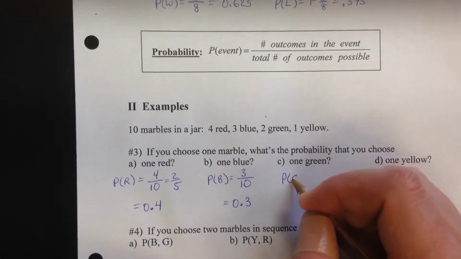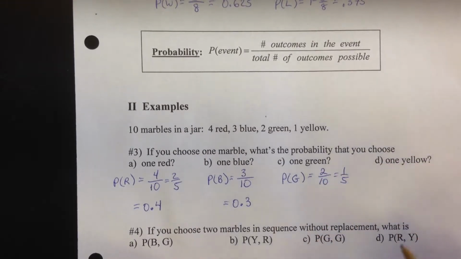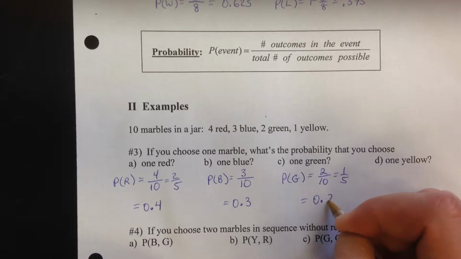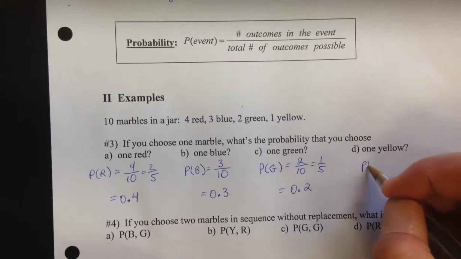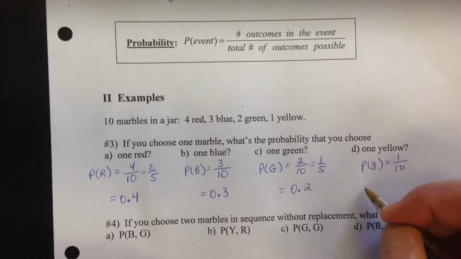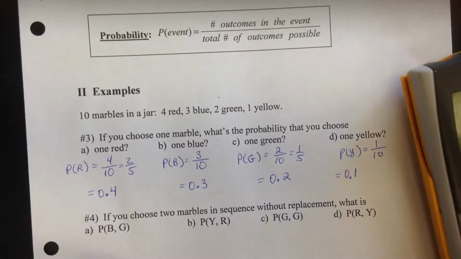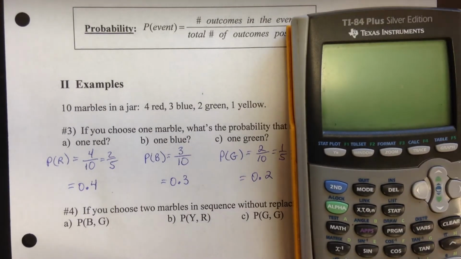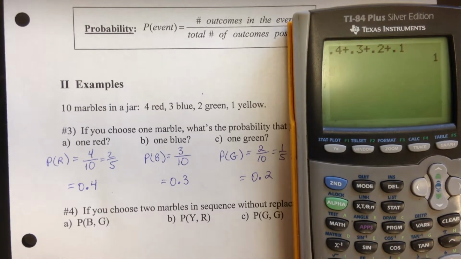The probability of a green, well, 2 greens out of 10, that's 1/5. If you reduce, that's the same thing as 0.2. The probability of a yellow is 1 out of 10, which is 10%, 0.1. And if you add 0.4 plus 0.3 plus 0.2 plus 0.1, you should get 100%. I can check that: 0.4 plus 0.3 plus 0.2 plus 0.1, and we get 1.